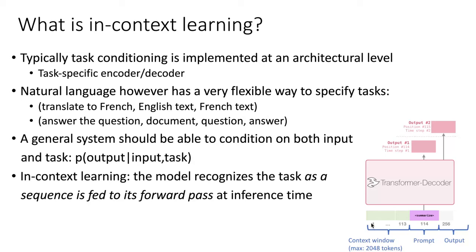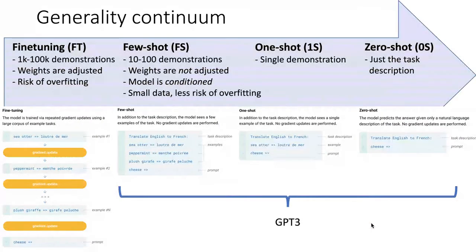So there's no fine-tuning whatsoever. You just condition the output of the language model with that context window. And that's all there is to it. There's no fine-tuning whatsoever. So I'm going to give a few examples of that right now.